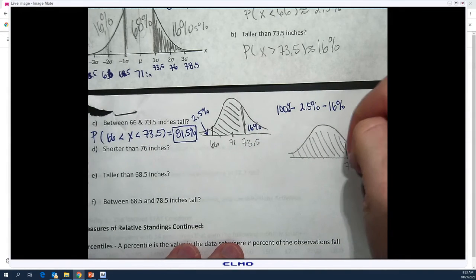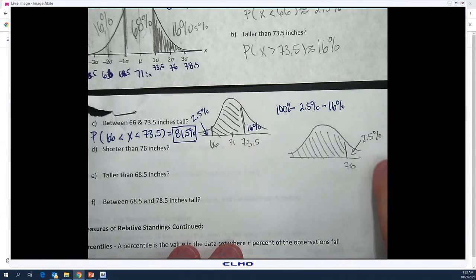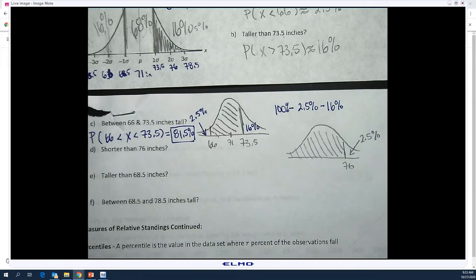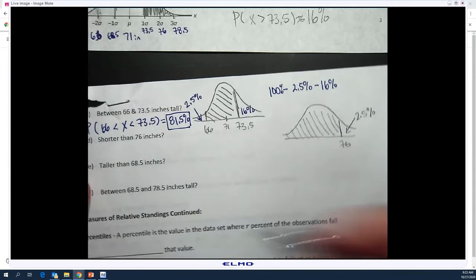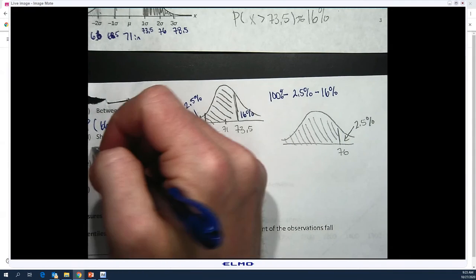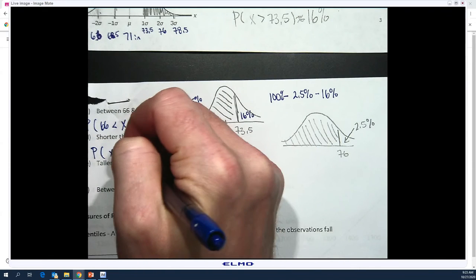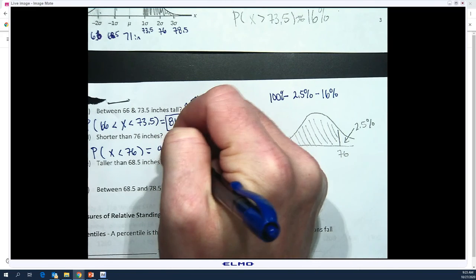We found out earlier that this was 2.5% of the data. And so it's going to be pretty easy to figure out what that shaded region is. We're just going to take away 2.5% from 100, which I was going to try and do in my head, but I seem to not be sinking any balls today into the net. So I'm going to instead use my calculator. Probability of being less than 76 is 97.5%.